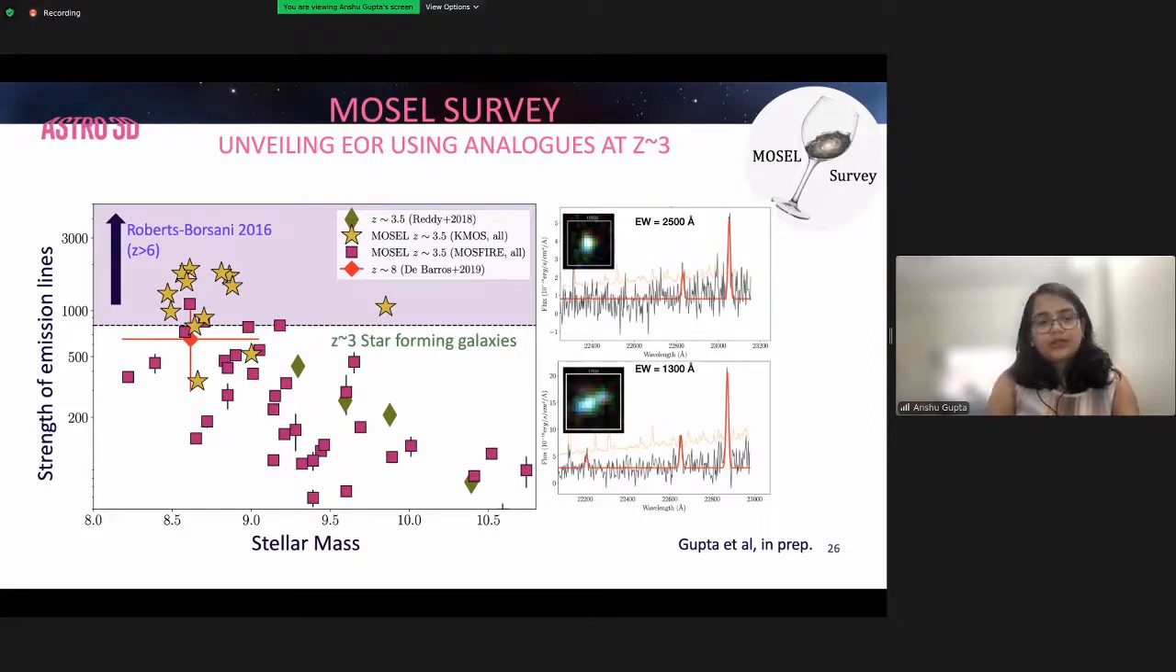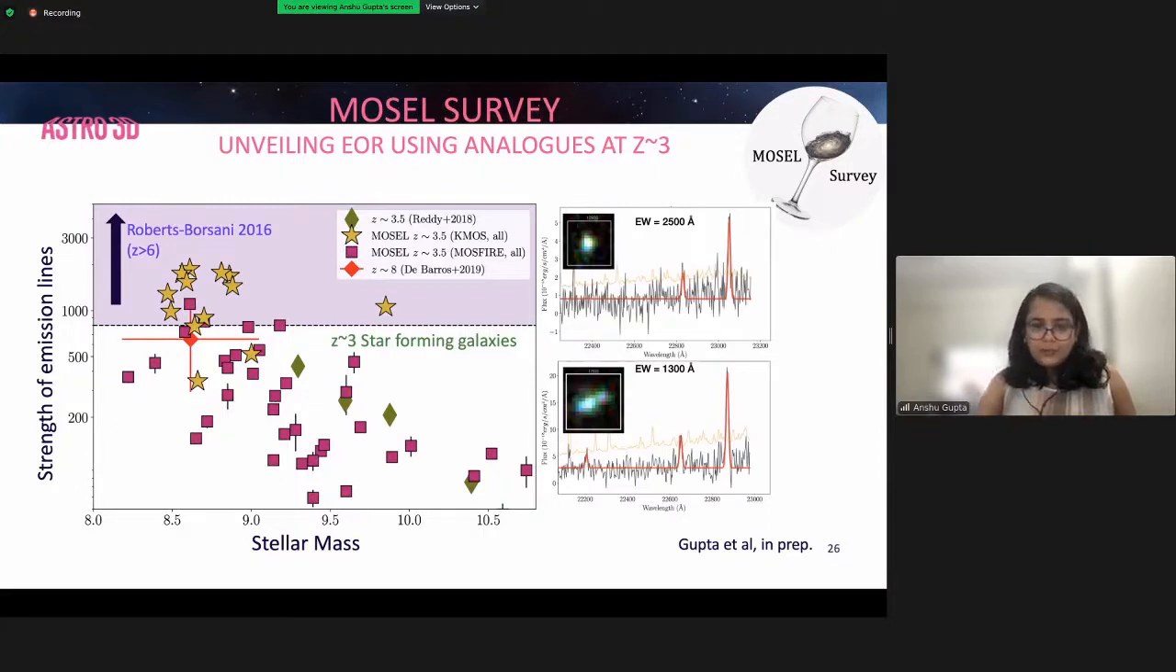Compared to typical redshift 3 galaxies, which are these green diamonds, they have significantly lower stellar mass and higher emission line strengths. So we have a sample somewhat similar to galaxies at redshift greater than 6, the Epoch of Reionization. Right, good, we have the data. What do we do with this data now? We have really fantastic spectroscopy from both the MOSFIRE spectrograph and the KMOS spectrograph. MOSFIRE is on the Keck telescope in Hawaii and KMOS is on the VLT, the Very Large Telescope in Chile.